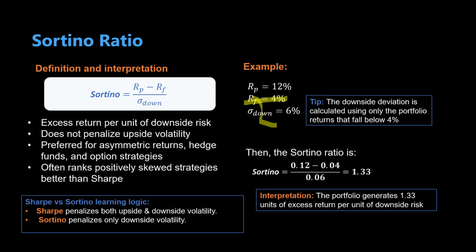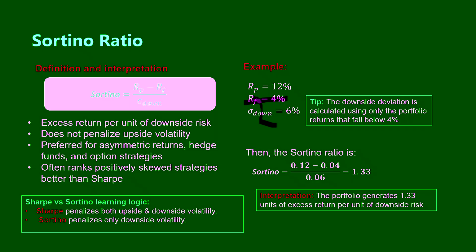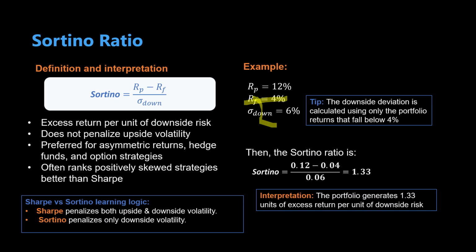The downside standard deviation is computed using only the portfolio returns that fall below this threshold. Any return above 4% in the return series is completely excluded from the calculation. Then the Sortino ratio is computed as portfolio return minus the MAR, divided by the downside deviation. The result is 1.33, meaning the portfolio generates 1.33 units of excess return per unit of downside risk.